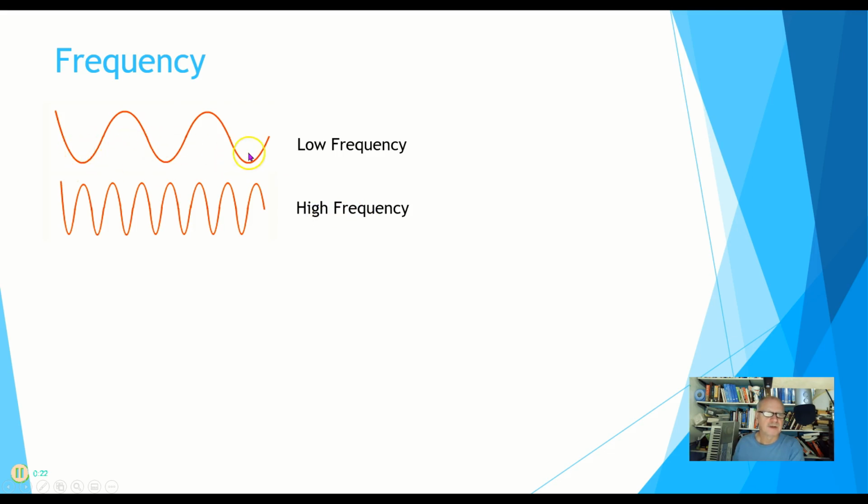Frequency. If you're listening to this wave, frequency would be the pitch. So we have a low pitch here and a high pitch. When you double this, you get one octave higher, which is kind of an interesting thing. So the frequency is a second property.